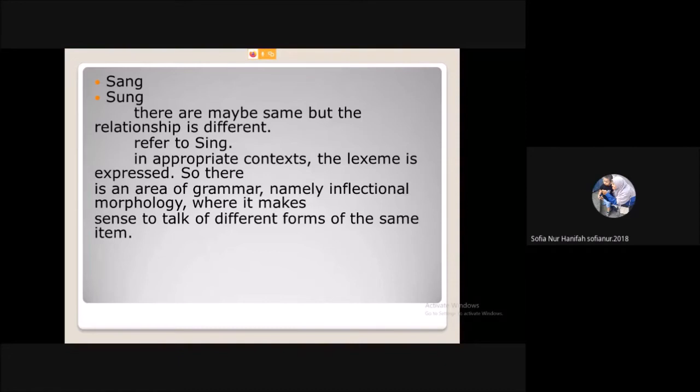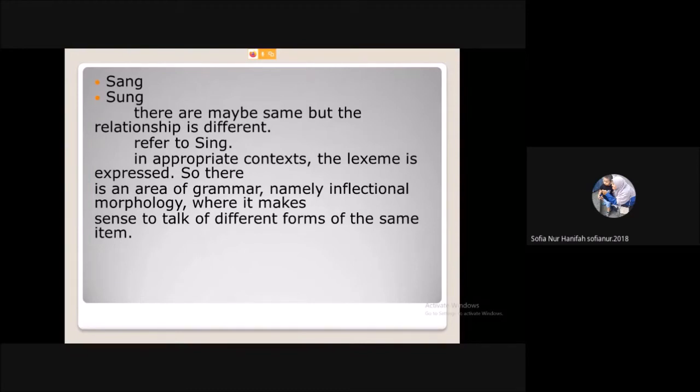Yeah, but the relationship is totally different. For example, a dictionary will not assign to them two separate entries. When we look up the entry sing, there are also sang, sung, singing, singer, but in one lexeme, that is sing. So from this, we are also facing overlapping here. In appropriate context, the lexeme is expressed. So there is an area of grammar, namely inflectional morphology, where it makes sense to talk of different forms of the same item.